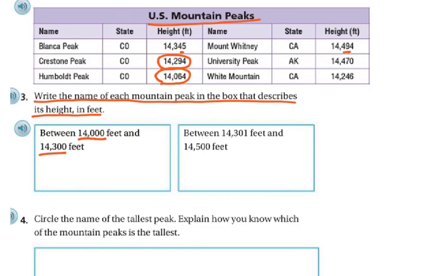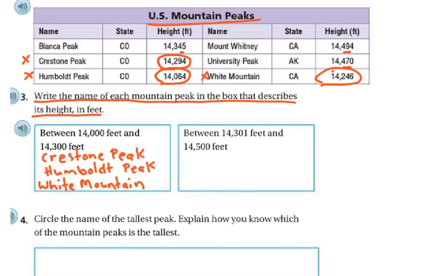14,494, that's more than 14,300. 14,470, that is also more than 14,300. And then 14,246, that is right in between. So I'm going to be writing these 3 mountains in that blank. So that's Crescent Peak, Humboldt Peak, and White Mountain Peak. So these right here fit that category. Okay, I'm going to erase those red marks, or actually I'll just do a different color.